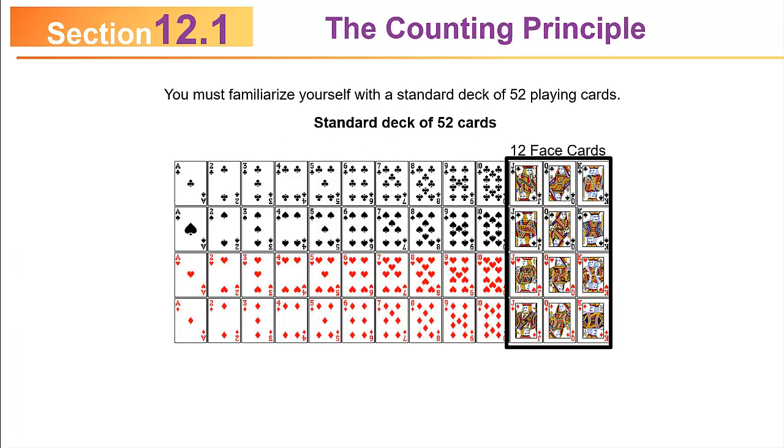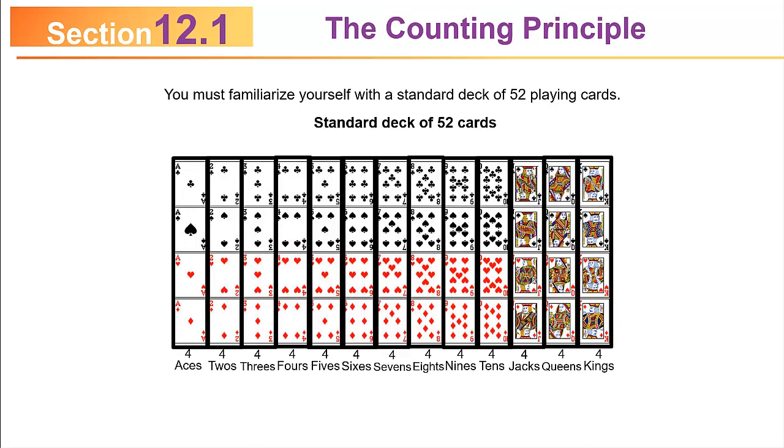There are also face cards, and the face cards, very simply, are the cards that have faces on them, and there are 12 of them. That J stands for Jack, that Q stands for Queen, and that K stands for King. There's a Jack, Queen, King of clubs. There's a Jack, Queen, King of spades. There's a Jack, Queen, King of hearts, and there's a Jack, Queen, King of diamonds. So there are 12 face cards.